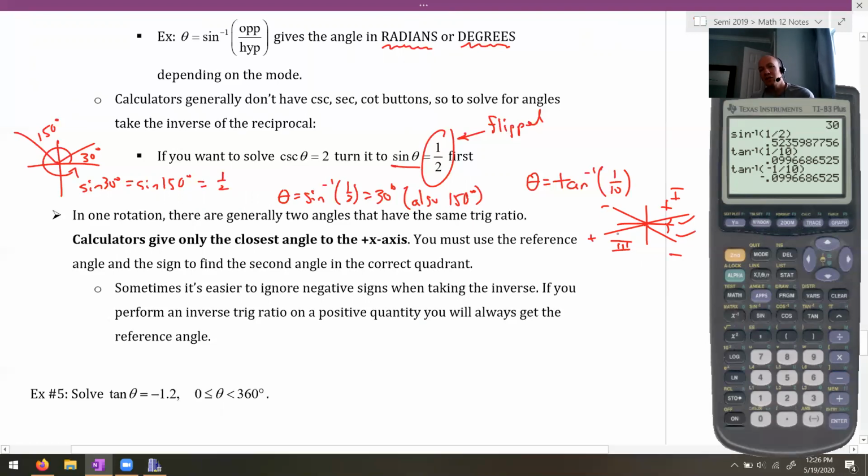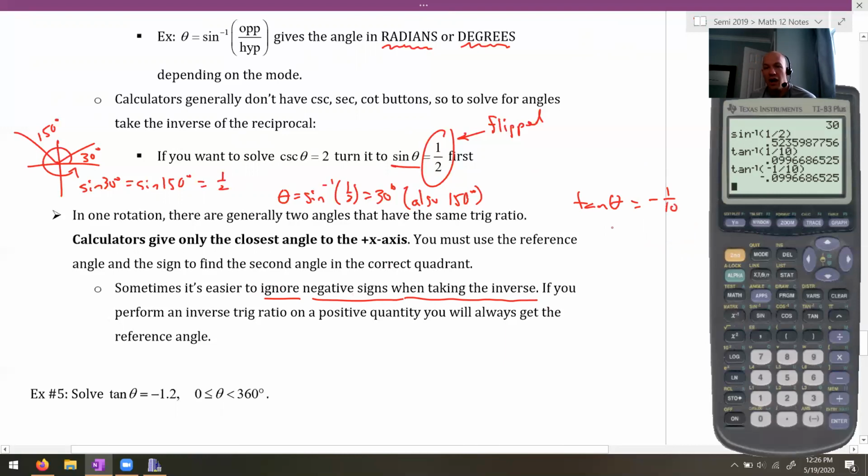So anyway, when it has a choice of two different angles, which it always does, it always gives you the closest one to the positive x-axis. Now this can all get a little bit confusing. So what I would advise you is, when you are using your calculator and doing inverse, you should ignore negative signs. If you have to solve tan theta equals negative 1 over 10, I would always convert to positive, and I would always type in inverse tan of 1 over 10, not negative 1 over 10.